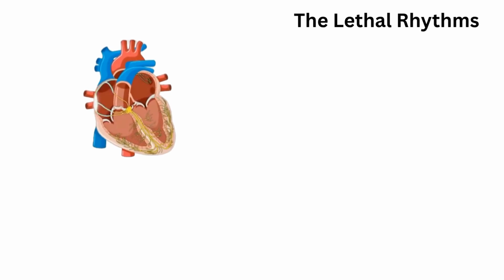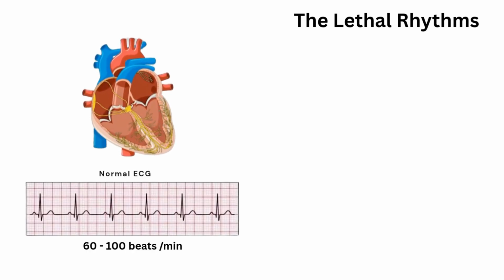In normal sinus rhythm, everything is running perfectly. You've got regular P waves, proper intervals, a nice narrow QRS, and a rate somewhere between 60 and 100 beats per minute.